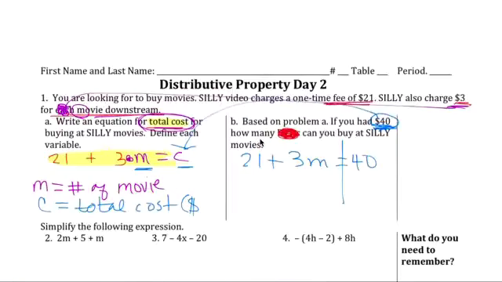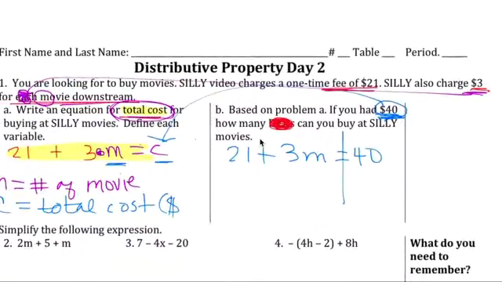Different class, I did different problems. This one, you add 21 to both sides, minus 21, minus 21. Want to see how much DVD movies you can download. Get 3m equals 19. You divide by 3, divide by 3.